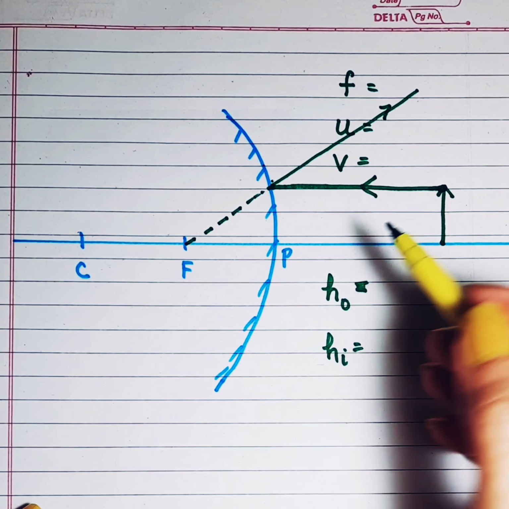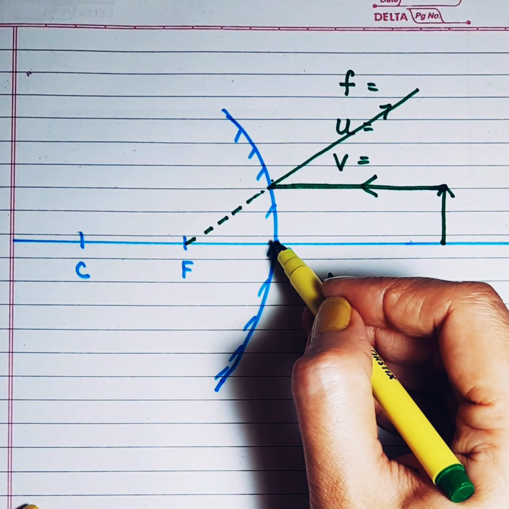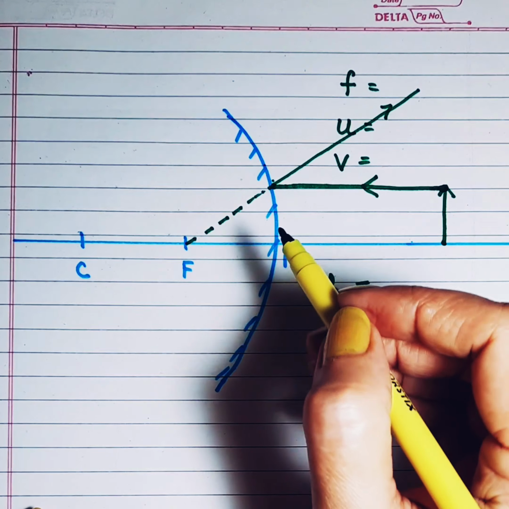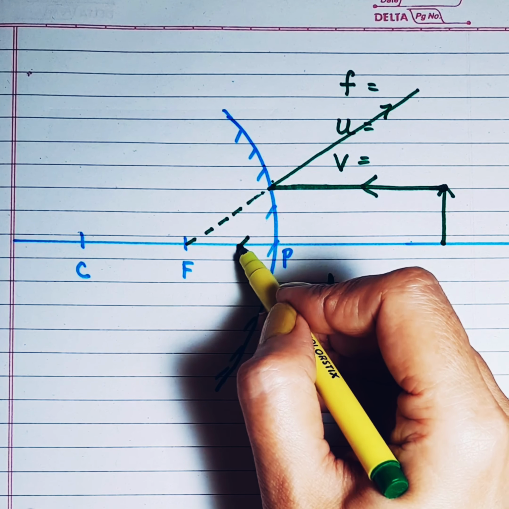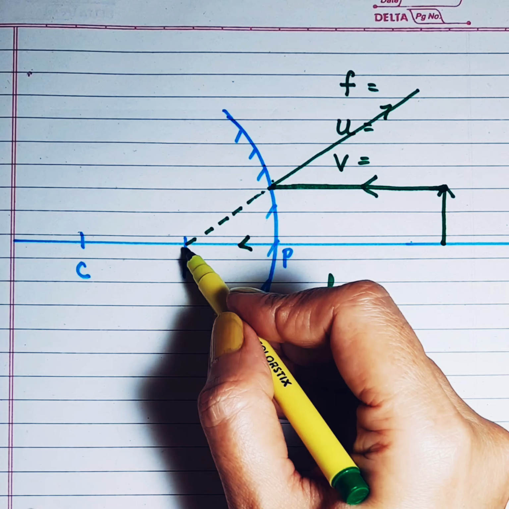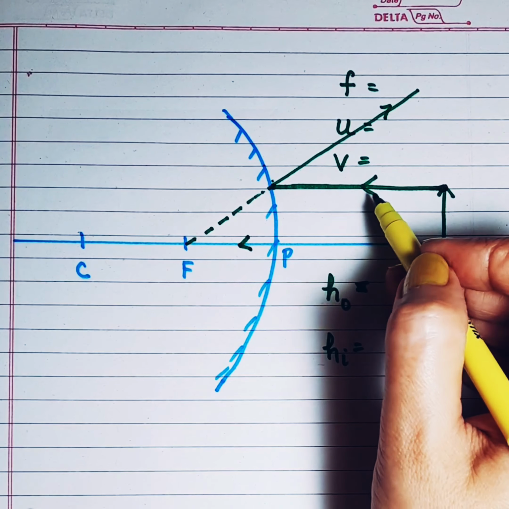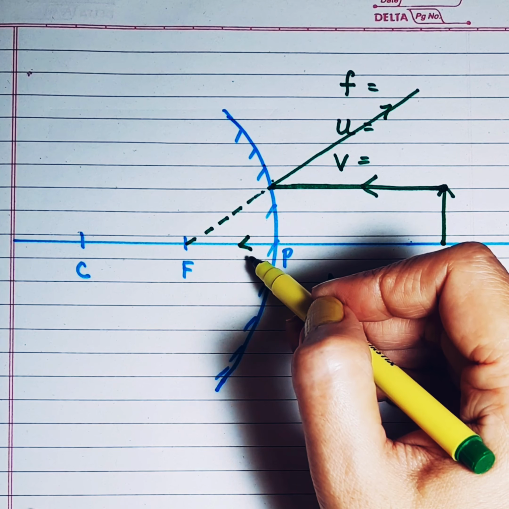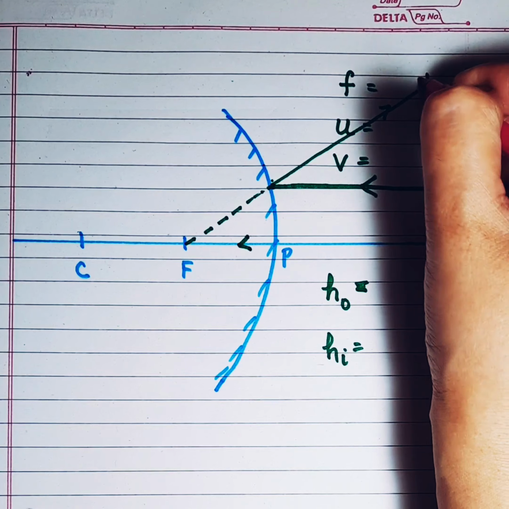Okay, now let us start with the sign conventions. F. The distance, again the rules will remain the same. The distance has to be measured from the pole. So I will move in this direction to reach the focus, and this is the direction of the ray. Let us see the direction of the ray and the direction in which we are moving. Both the directions are the same, so F will be positive.